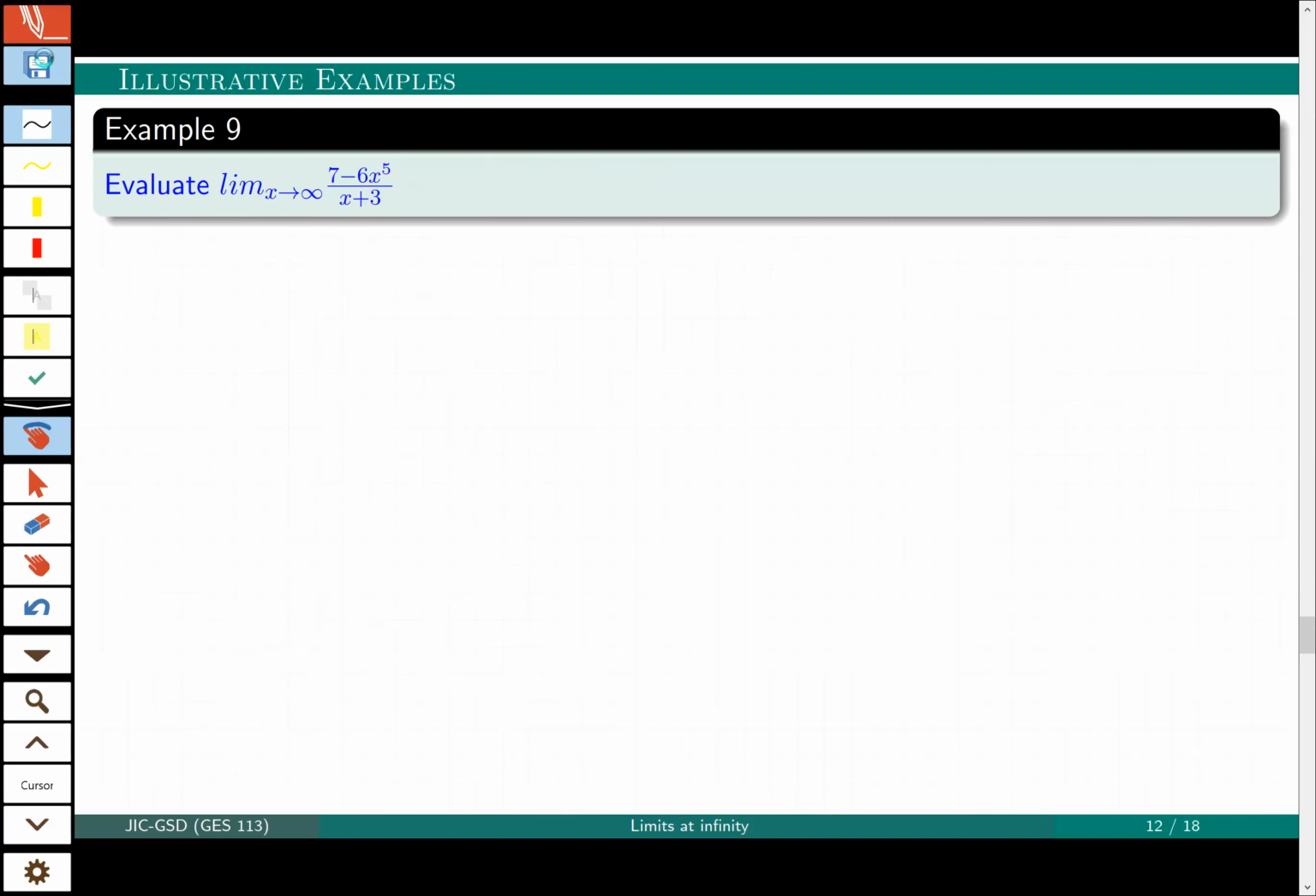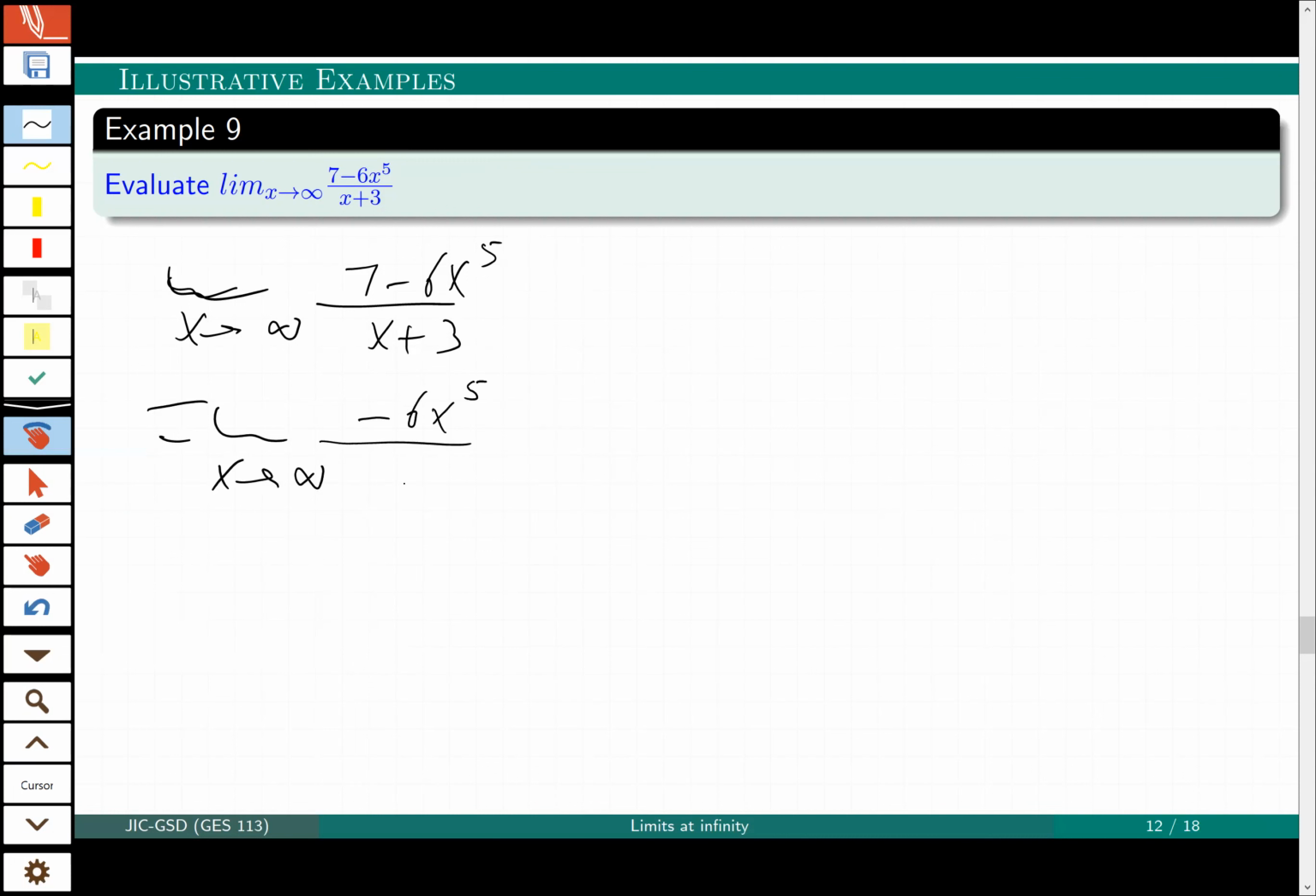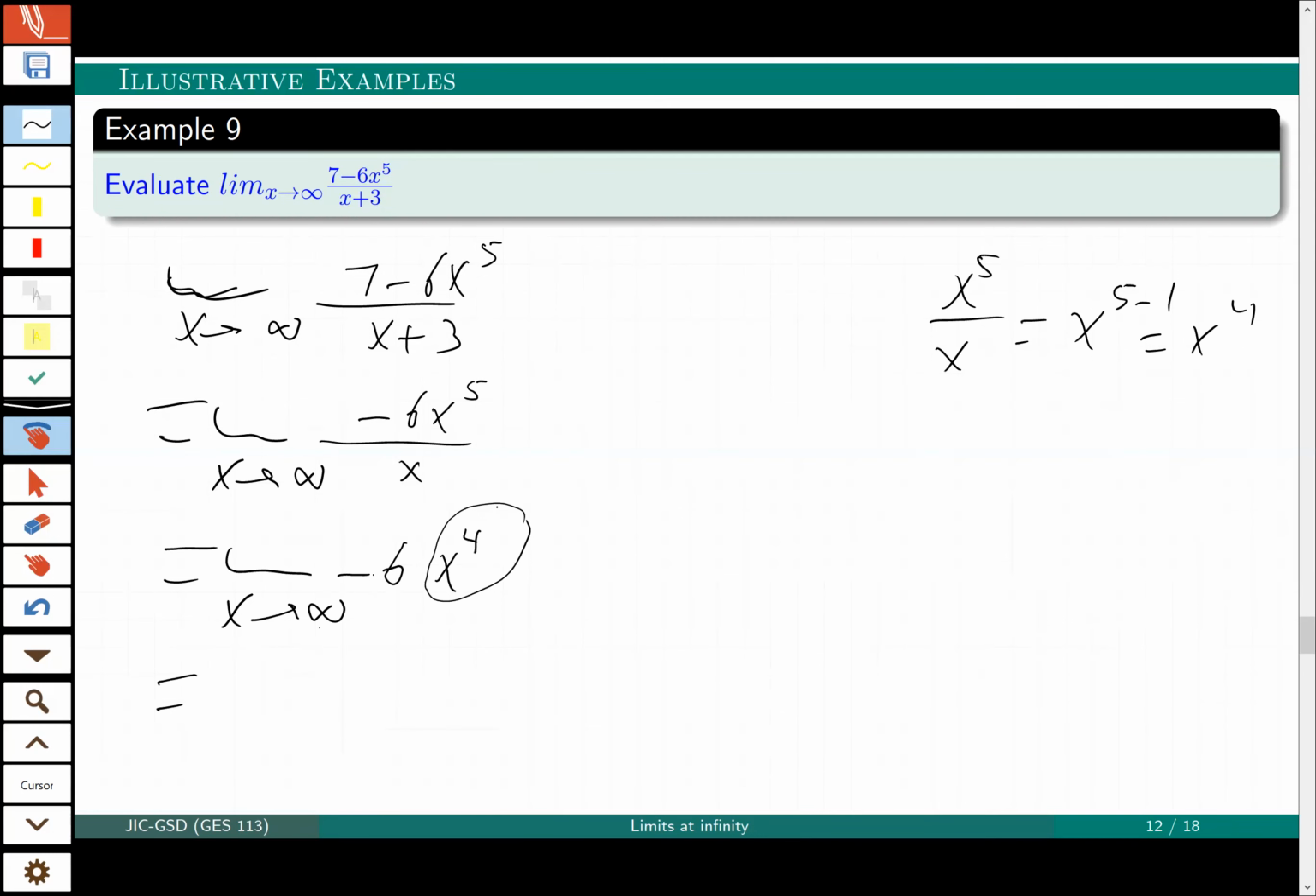Now, similarly, the limit when x goes to infinity of 7 minus 6x to the power 5 over x plus 3. The largest power here is x. So that will be the limit when x goes to infinity of minus 6x to the power 4, because it's x to the power 5 over x, 5 minus 1, which is x to the power 4. Now, we know when x goes to infinity, x to the power 4 also will go to infinity, but multiplied by negative 6, so it will be minus infinity.